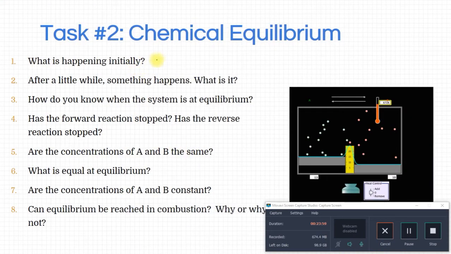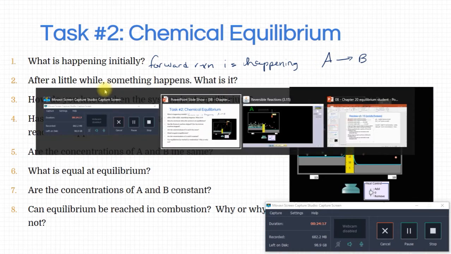So initially, the forward reaction, that says RXN, that's an abbreviation for reaction. So the forward reaction is happening. In other words, you could think of this as A forms B. That's what we see. That rhymed.